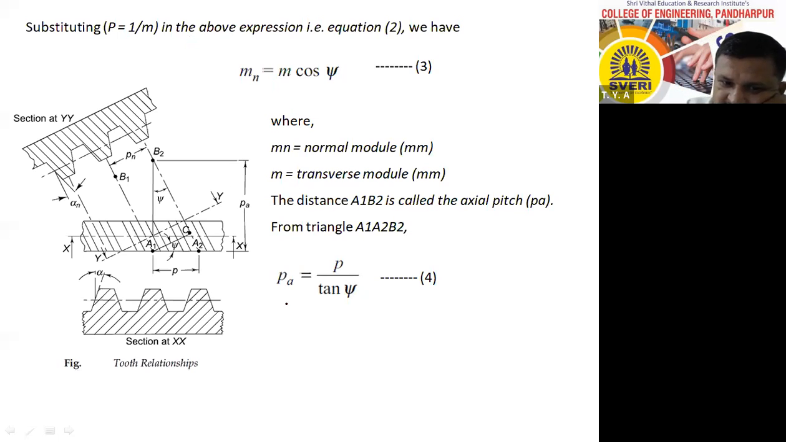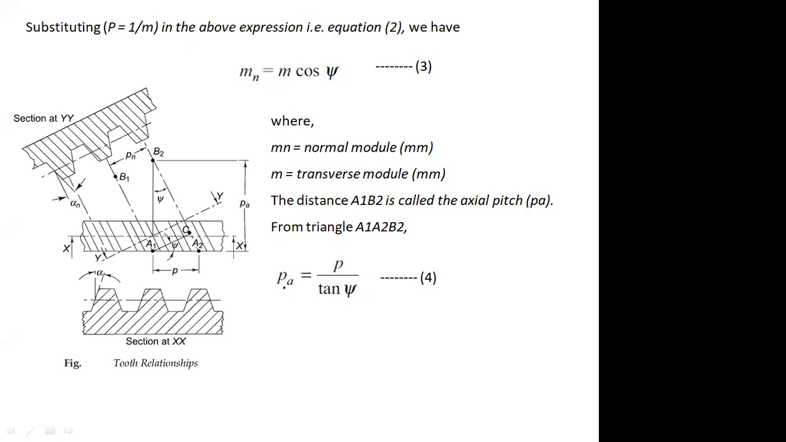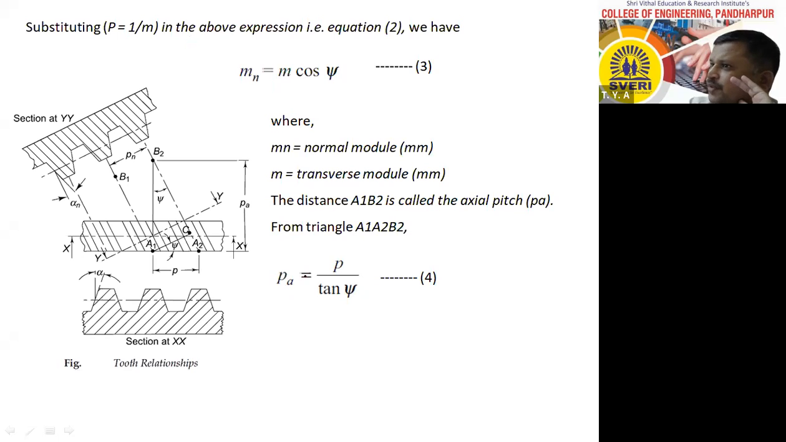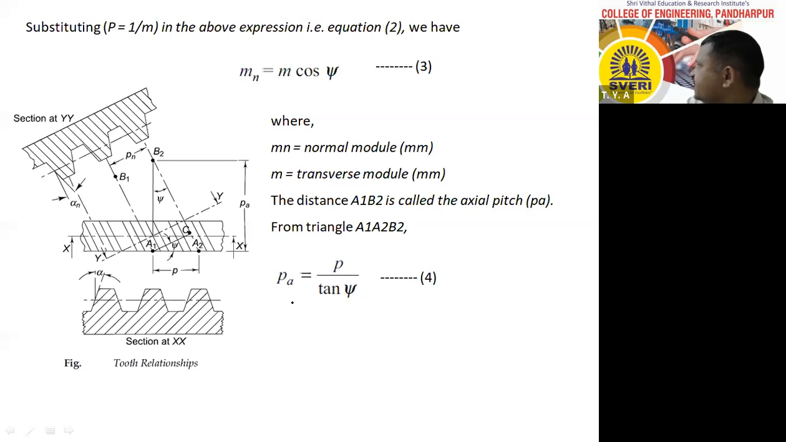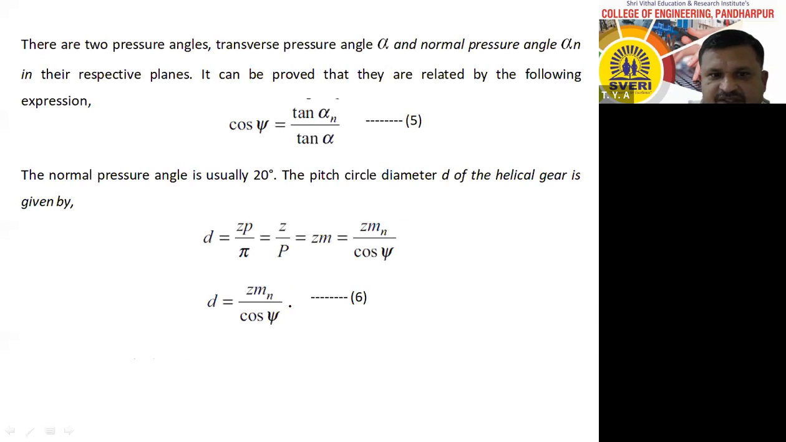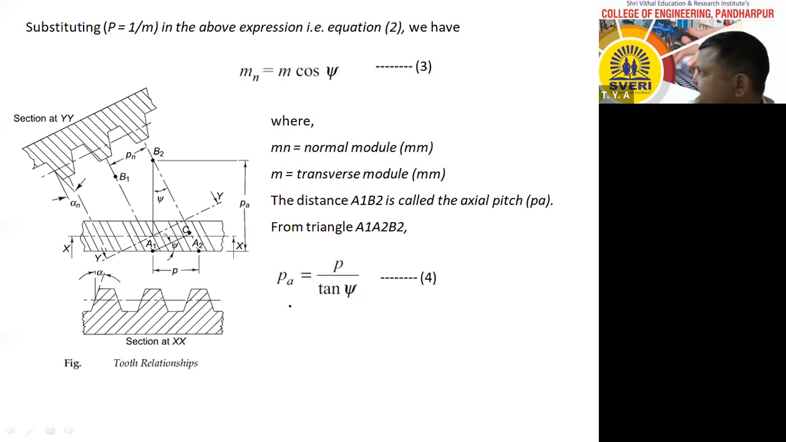Now you write down another relation. Small PA is equal to P upon tan psi, where PA is equal to axial circular pitch. लिहिलं का?